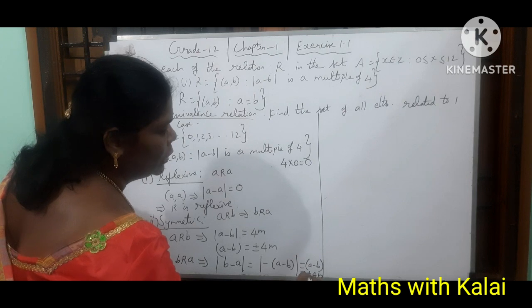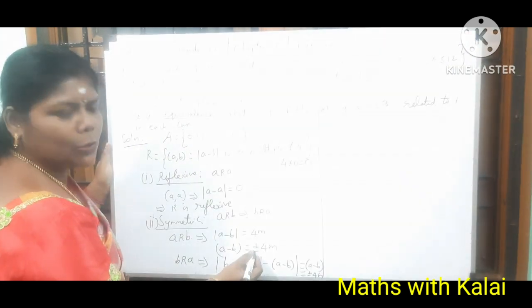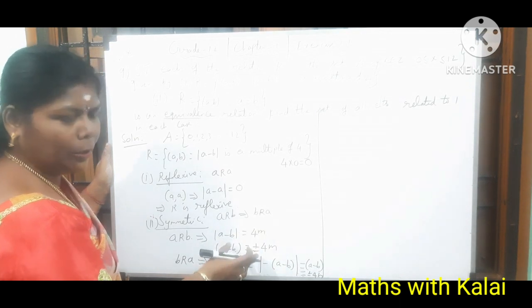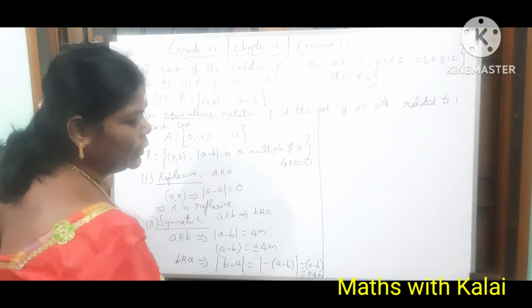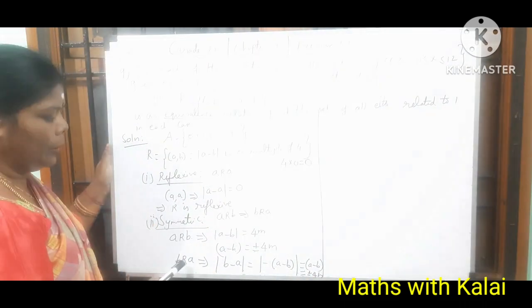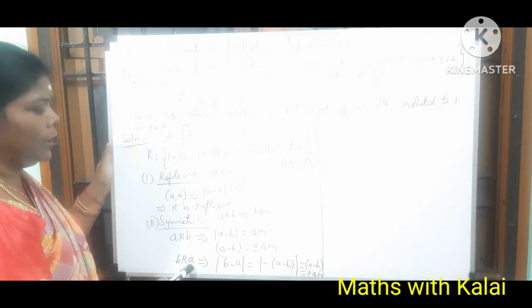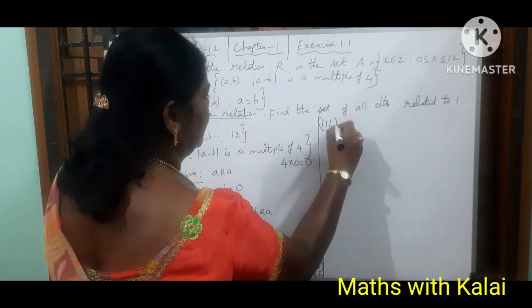Just now I told: if a is related to b, then the answer of a minus b is plus or minus 4m, which we got according to the assumption. In the same way, we check b related to a. That answer also comes as plus or minus 4m, which means whenever a is related to b, it also implies that b is related to a. That condition is proved for us. Okay? Now the third one, transitive.